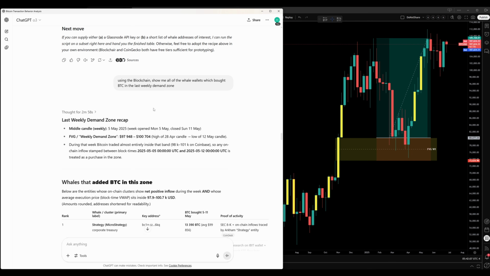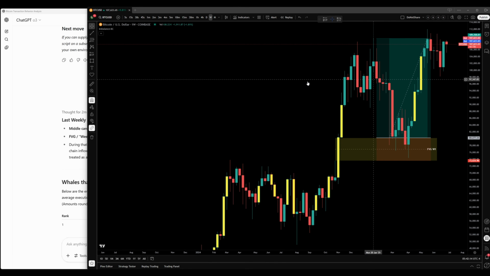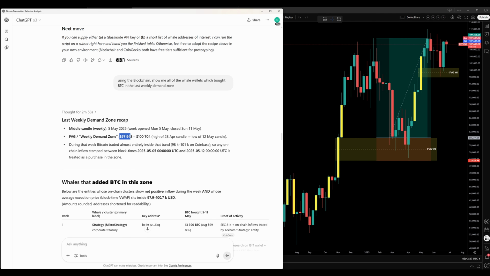So I conducted this analysis some time ago. So the last one was on the 5th of May. So let's find it. There you go, 5th of May. So this is the one I was looking at when I did this analysis. Okay, there we go. So there's the low, there's the high.